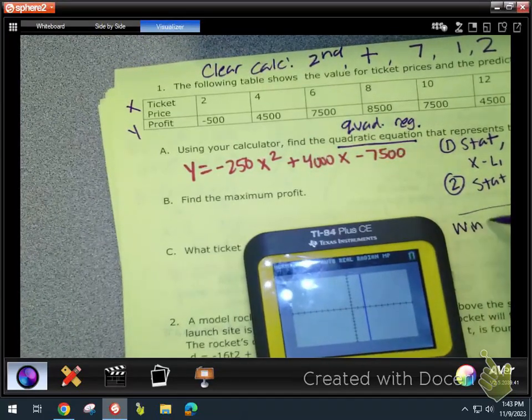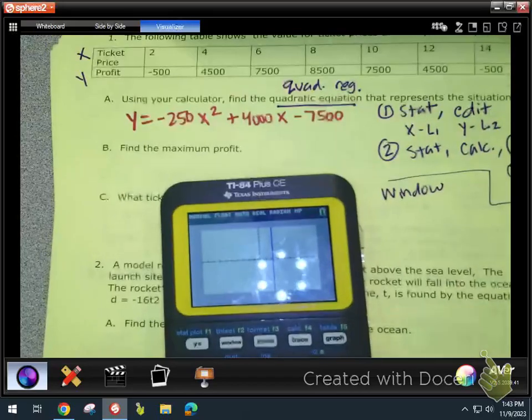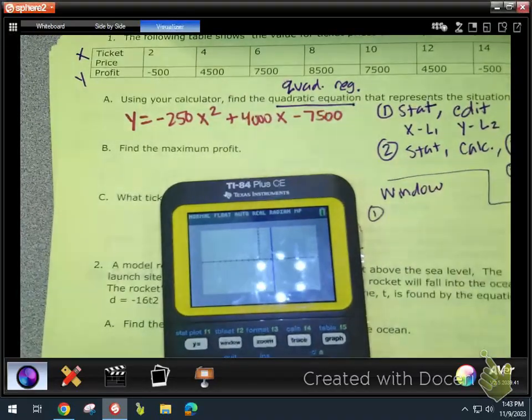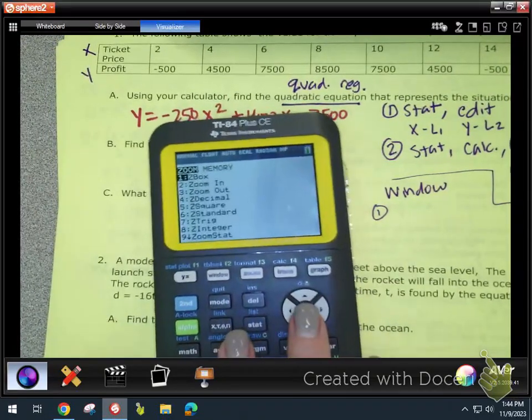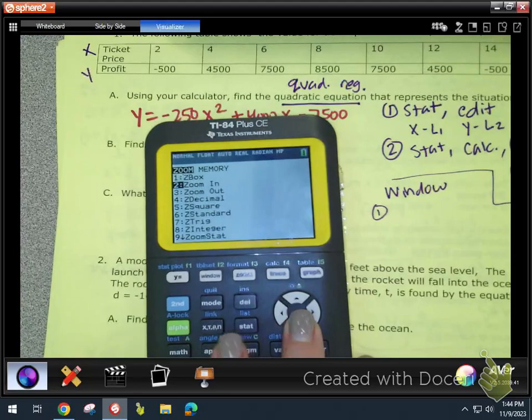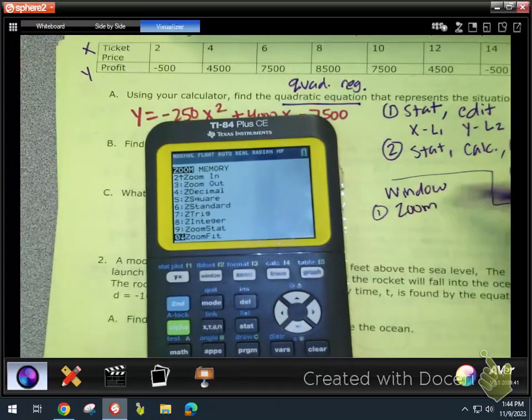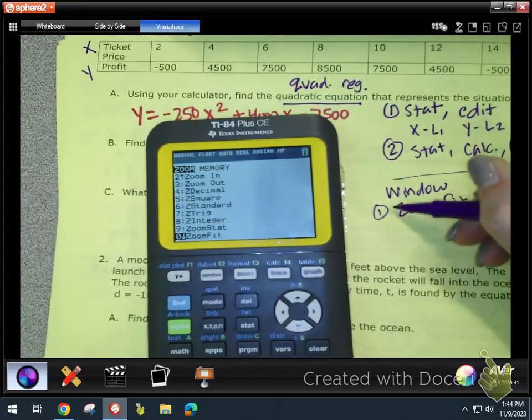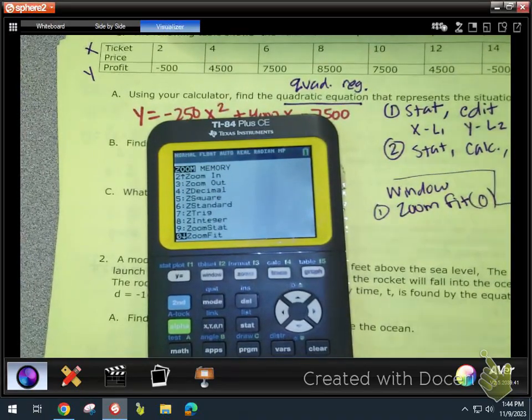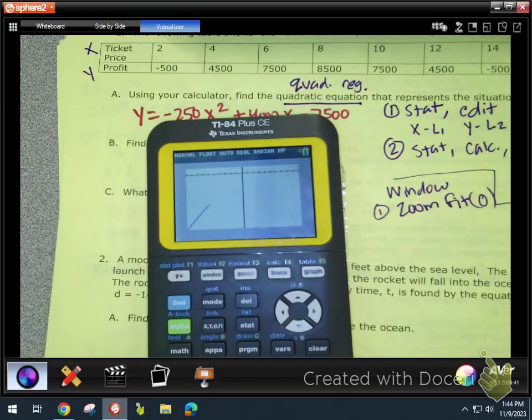We need to set our window. The first thing I would do, if you have no idea, is go back to Zoom. You're going to have to scroll unless you remember, but I want to show you. When you get to 0, it says Zoom Fit. It's the number 0. If you have absolutely no idea where your graph is at all, use Zoom Fit. Should we click that right now? Yeah, so press 0.